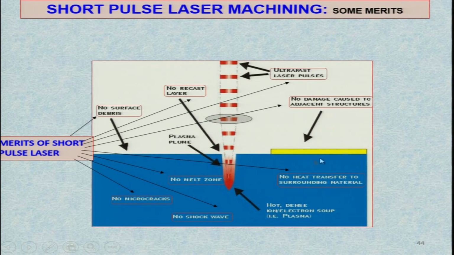This is the adjacent structure, and these are the ultra fast laser pulses and short pulses. So, we can see, especially in case of micro machining, ultra fast short pulse laser beam machining is better than long pulse laser beam micro machining.